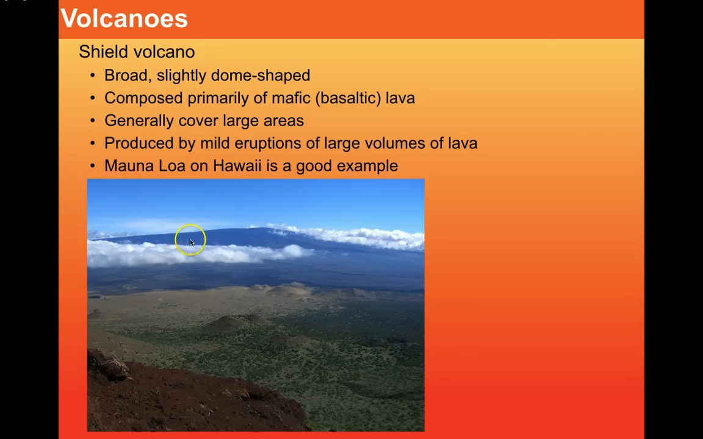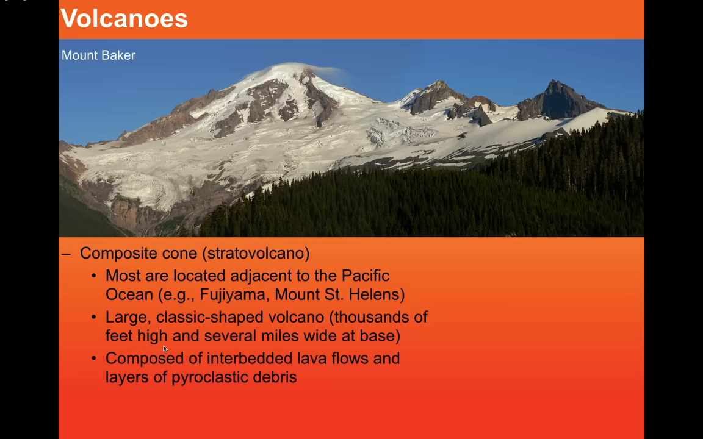So this is a picture of Mauna Loa, and I believe it's taken from one of its sister volcanoes, Mauna Kea. In contrast with Mauna Loa, we have Mount Baker. Mount Baker is something called a composite cone or a stratocone. We'll notice that Mount Baker, by comparison, has this nice tall peak, and it's really hard to identify a summit crater.